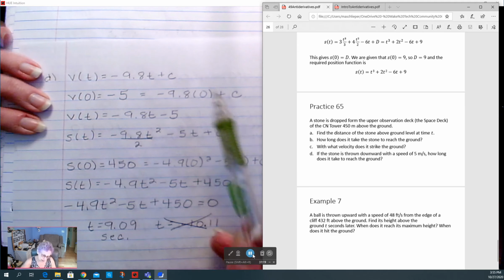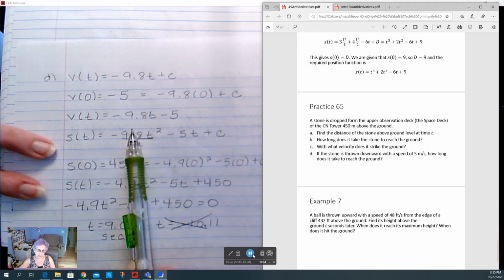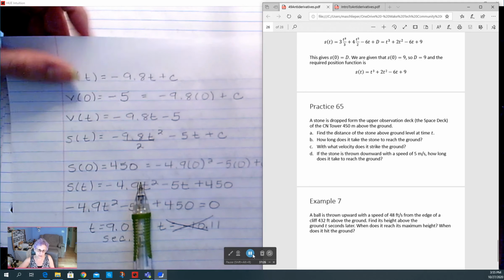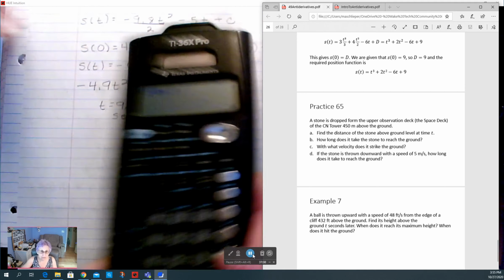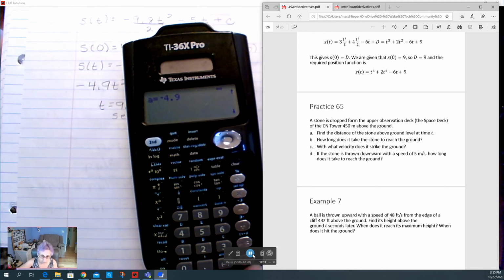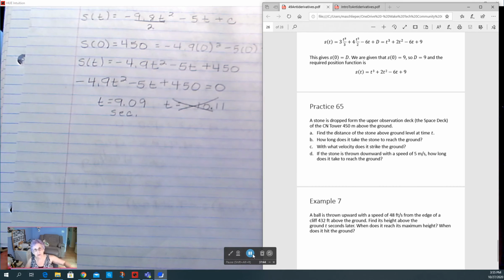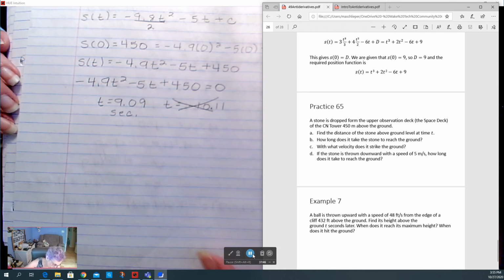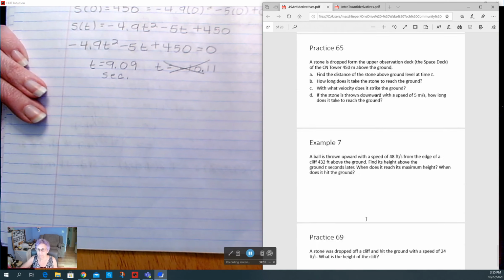We have a new initial velocity, which gives us a whole new velocity function, which gives us a whole new position function. And this was a job for PolySolve. I get two potential answers, 9.08 and negative 10.10. I choose the positive one because I cannot go back in time. Alrighty.